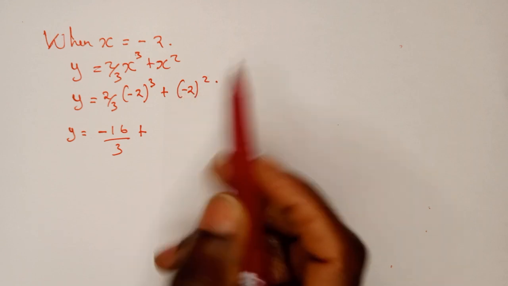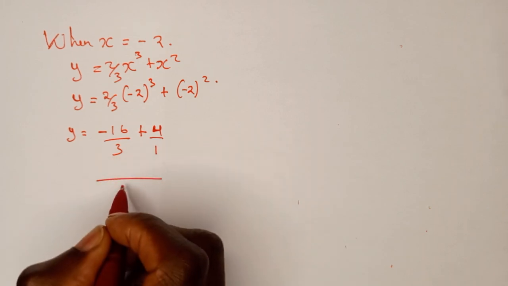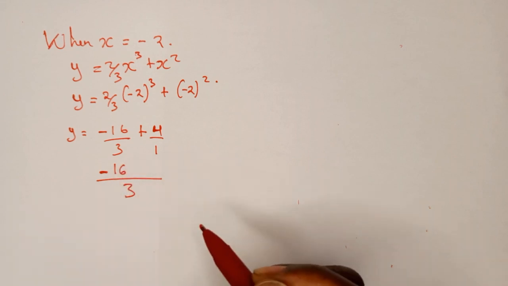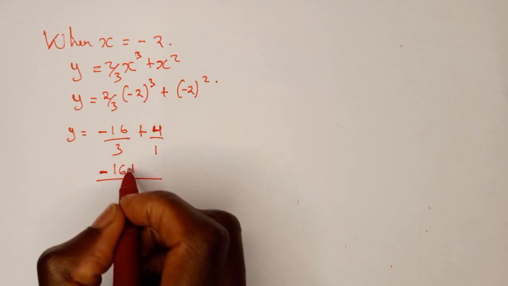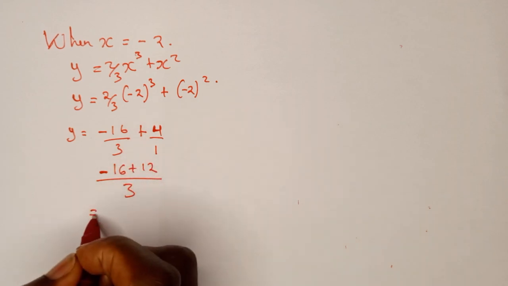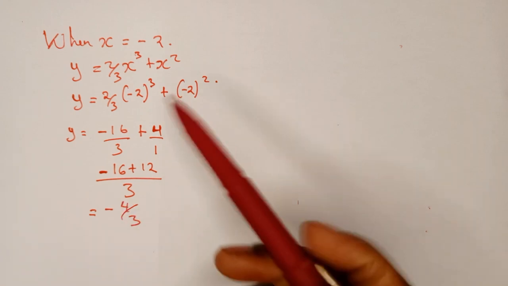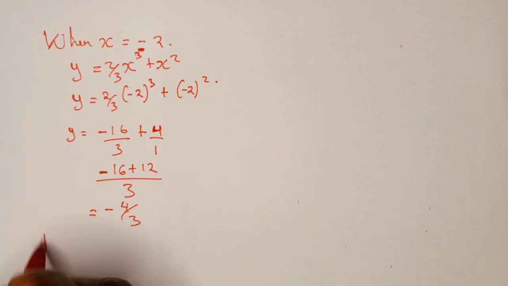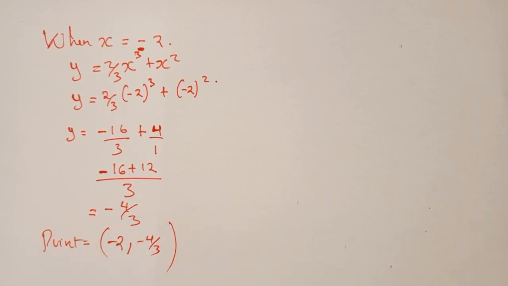When the power is even, the negative disappears. This one will be 4. So you can say it is 4 over 1. So the LCM here is 3. So 3 goes there, 1. So after you're going to have negative 16. 1 goes to 3. 3 multiplied by 4 is positive 12. So simplified, this one will be negative 4 over 3. So when x is negative 2, y is negative 4 over 3. So therefore our point now will be negative 2 and negative 4 over 3, like that.